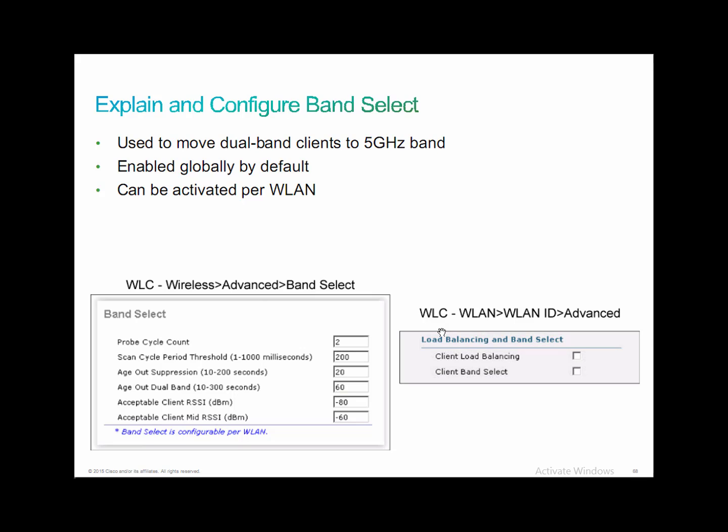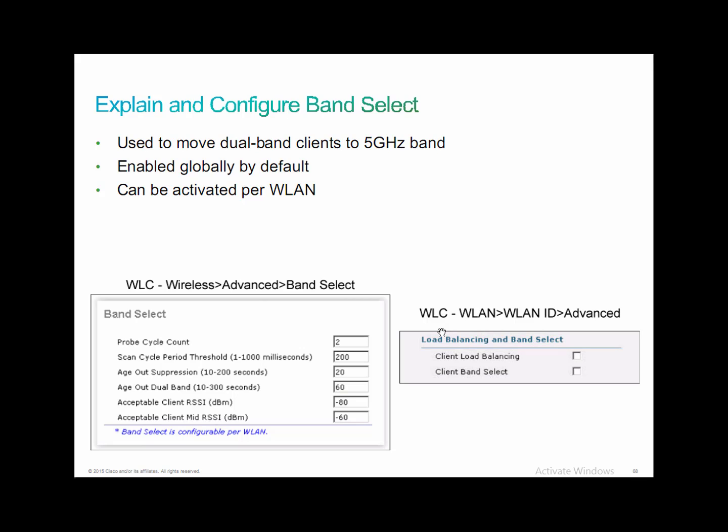All right, so now you know what the client band select checkboxes represent. Load balancing means, hey, this client has sufficient RSSI to connect to 3 different access points within the same SSID and the same extended service set. Based on my AP load count, I'm going to go ahead and direct you to go to a different AP.